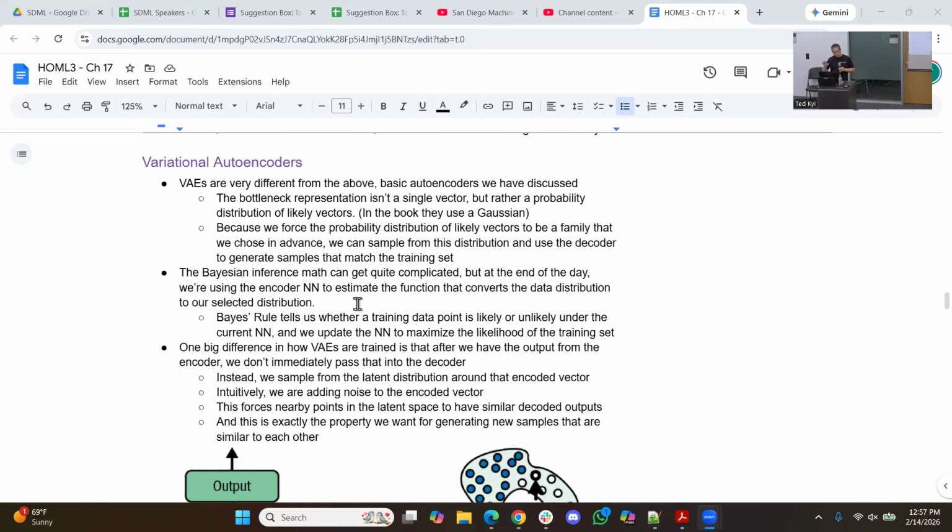Ultimately, we are training the encoder to convert the distribution, let's say it's cat and dog pictures, into a Gaussian distribution, and the decoder is going to reverse that transformation. All right. So what Bayes' rule tells us is whether or not a particular training data point is likely or unlikely under the current neural network's transformation. So if we say this looks like a really, really unlikely thing, then we tweak the neural network and we push it.